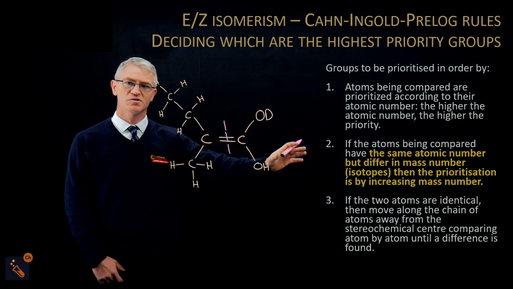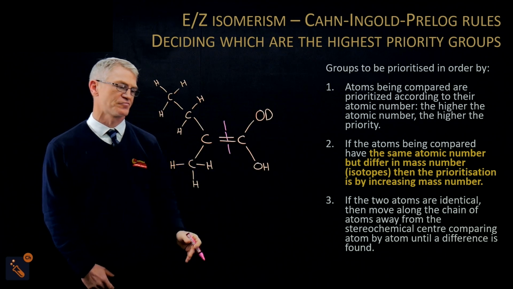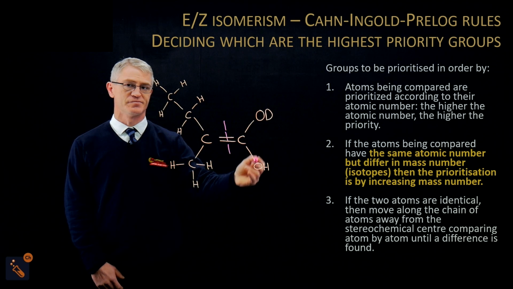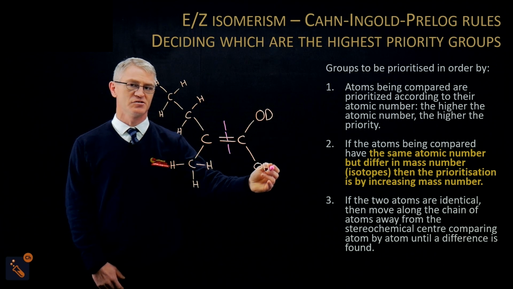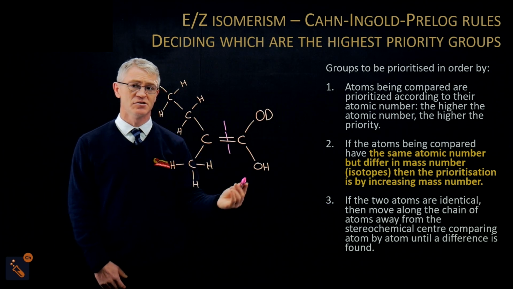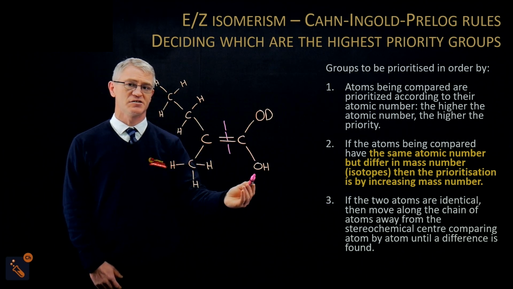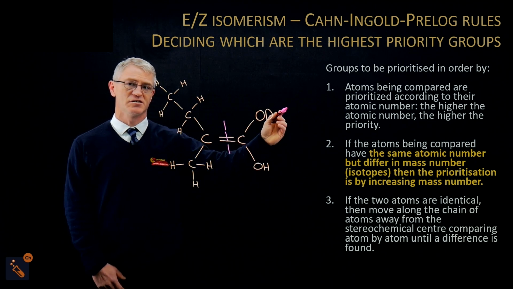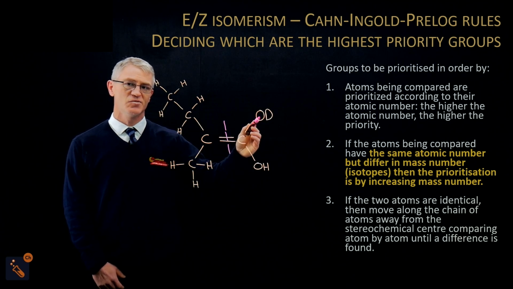Okay, so our rule number 2 is going to be used here. So if you look at our rule number 2, you can see they're both oxygen. But then it goes on to H. Now this uses 3 and 2, to be fair. If the 2 atoms are identical, which the O's are identical, then move along the chain away from the stereochemical center. So basically, we're going that way, or we're going that way. And we can see the next highest priority is D and H.